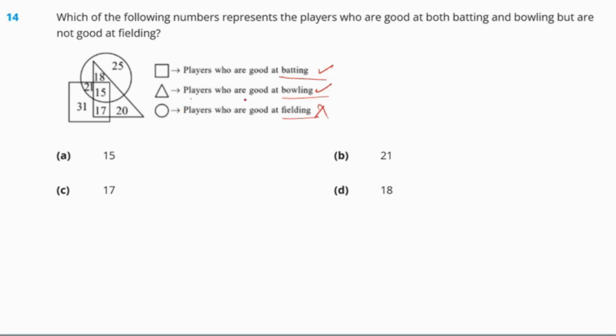So batting is the square one, and bowling is the triangle one. So we need to take the number which is common in the square and triangle, but should not lie in the circle. The number 17, we can clearly see, is common in the square and triangle, and it is not there in the circle. So option C will be the correct answer.